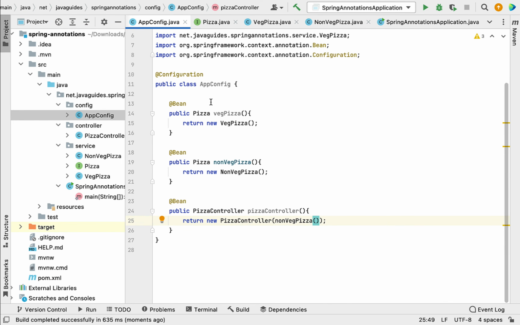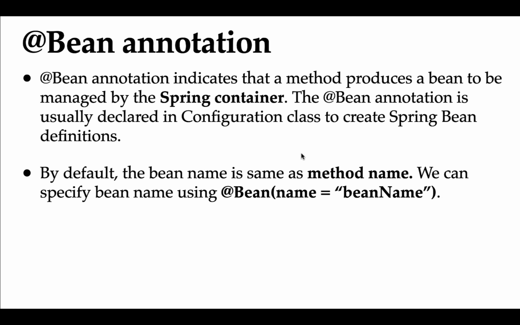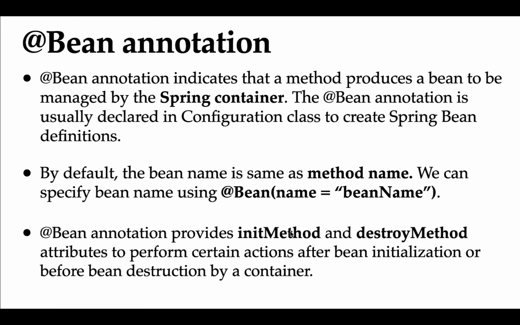Alright, I hope you understood how to use the @Bean annotation to create the Spring Bean definitions, how to inject the dependencies, and how we can give a name to the @Bean annotation. By default the bean name is the same as the method name. We can specify the bean name using the name attribute of this @Bean annotation. Well, this we have already seen. Next, the @Bean annotation provides initMethod and destroyMethod attributes to perform certain actions before bean initialization or before bean destruction by a container. Let us see how we can use the initMethod and destroyMethod attributes of the @Bean annotation.